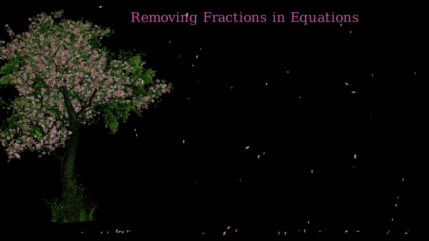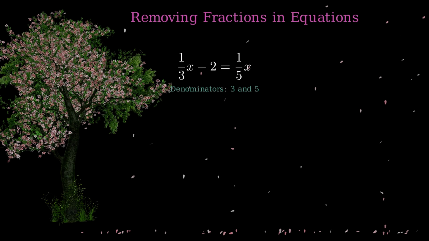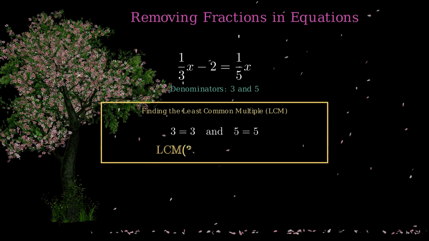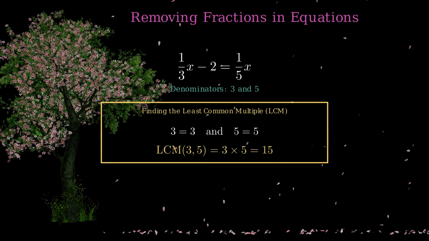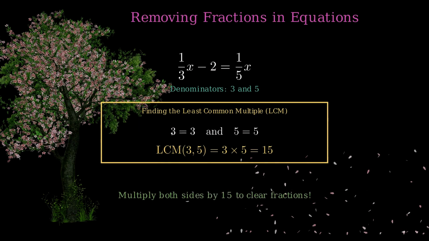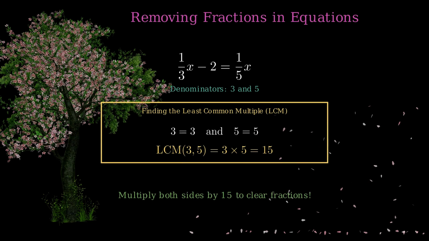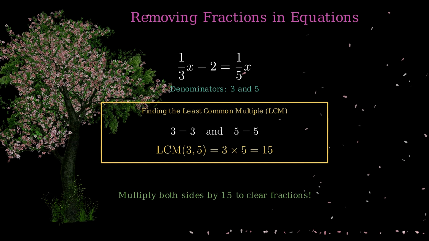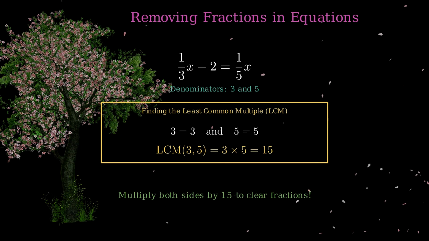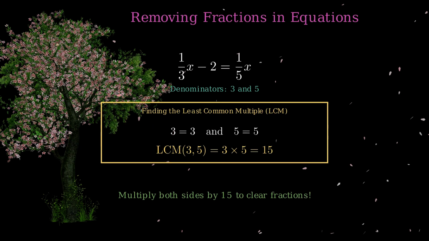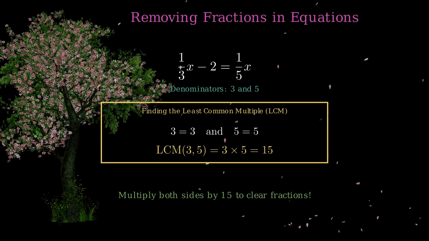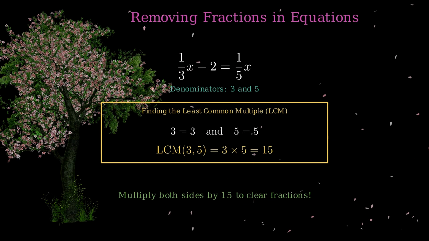To solve equations with fractional coefficients, we can clear the fractions to make things easier. We do this by multiplying both sides of the equation by a common multiple of the denominators. The most efficient number to multiply by is the least common multiple, or LCM. Let's look at this equation with denominators 3 and 5. By finding their LCM, which is 15, we can transform this into a much simpler integer equation.